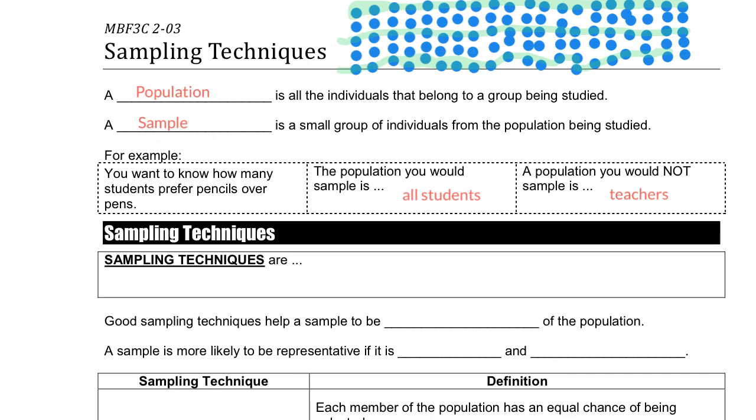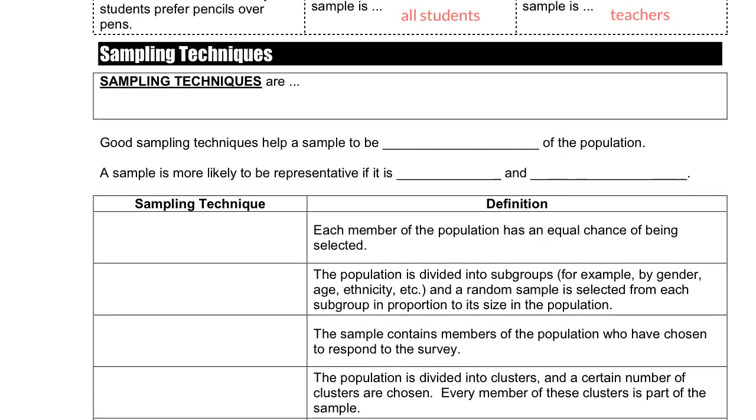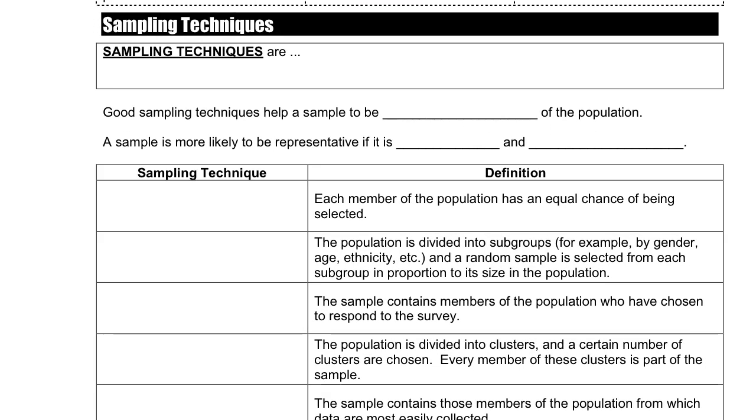But how do you choose who to sample or how many people? Well, that's where this next part comes in, sampling techniques. Sampling techniques are just different ways of choosing a sample from the population. So in a minute, I'm going to go through a huge list of different sampling techniques. You won't be responsible for memorizing what the definitions are for each of these sampling techniques, but you will need to be able to recognize the differences between them.